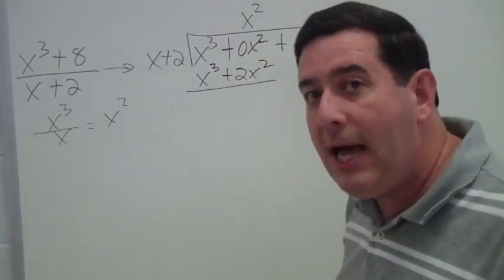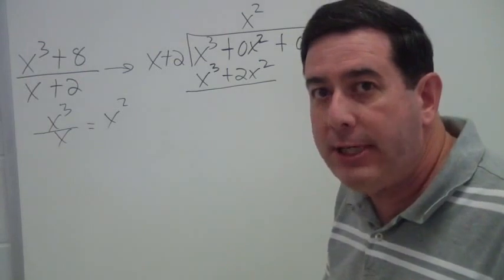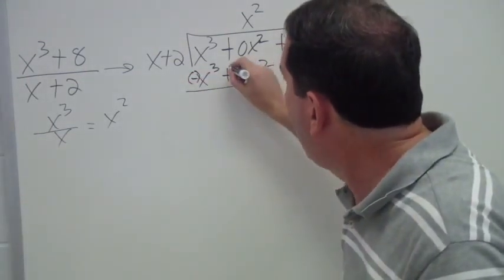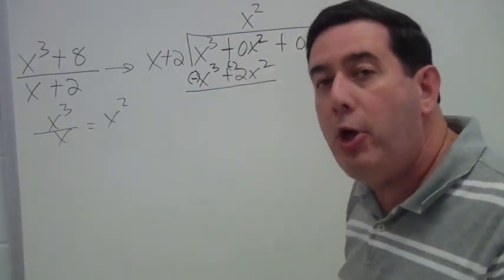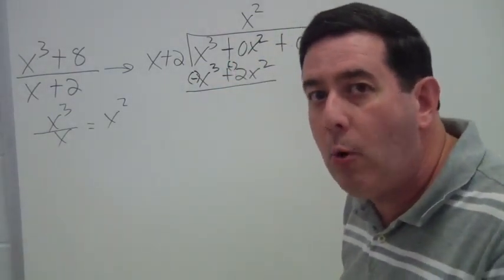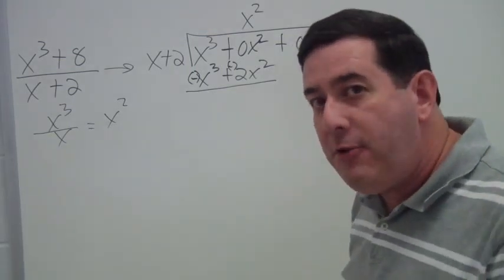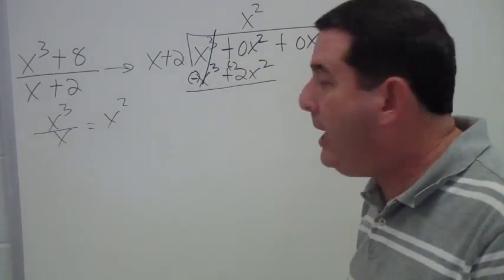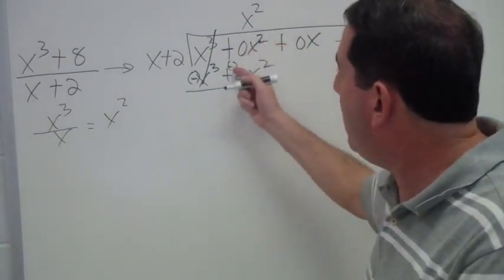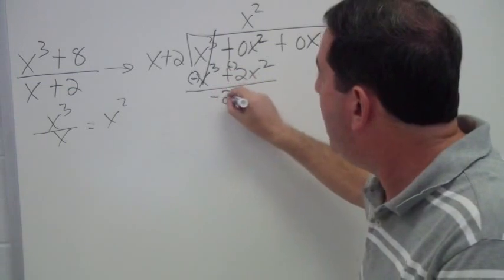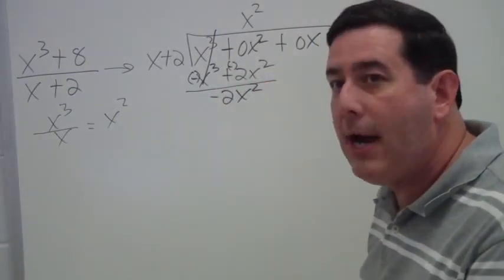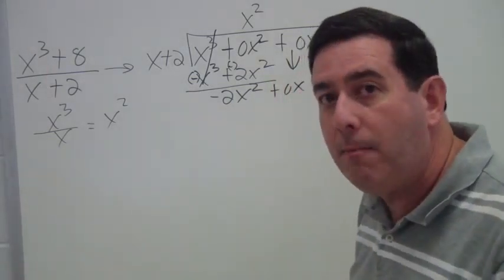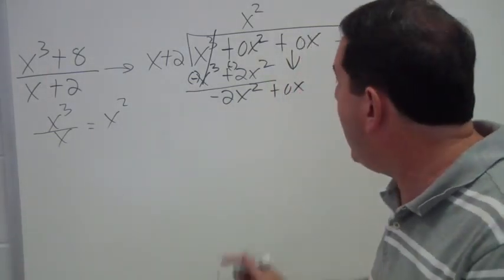Once we've multiplied, now let's change every sign, subtracting. So change the sign here and change the sign there, putting them in parentheses so that you can remember what your new sign is. If you've done it right, the first part always goes away. Here in the middle, 0x squared minus 2x squared is negative 2x squared, and I'm going to bring down 0x, the next term. So now I'm ready to try to divide again.